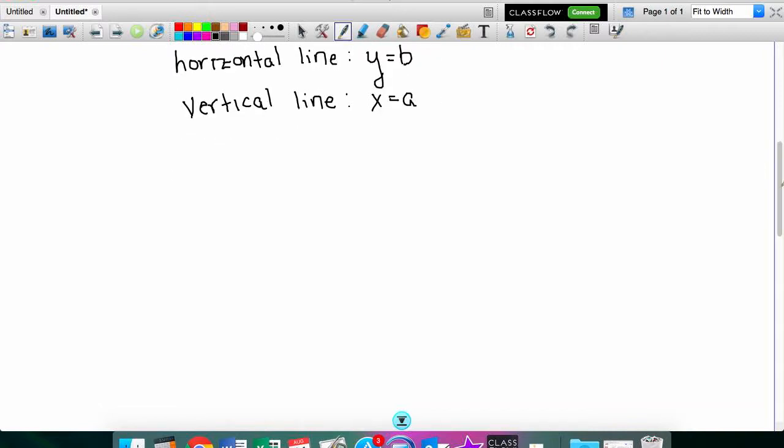Next fact is about parallel and perpendicular lines. In calculus, we study slopes, so we're mostly concerned about the slopes of parallel and perpendicular lines. Parallel slopes will be the same, whereas perpendicular slopes will be opposite reciprocals.